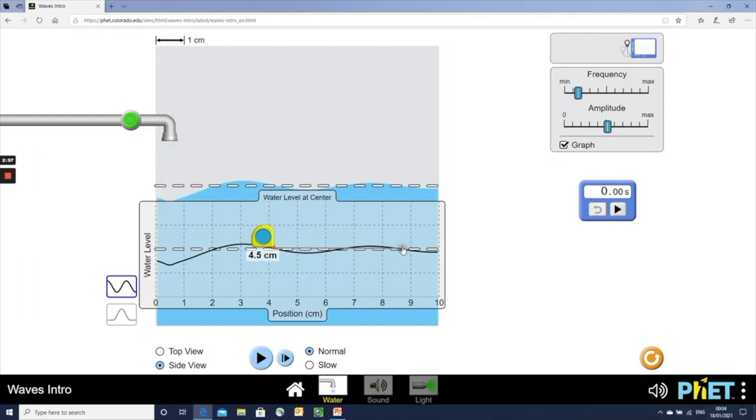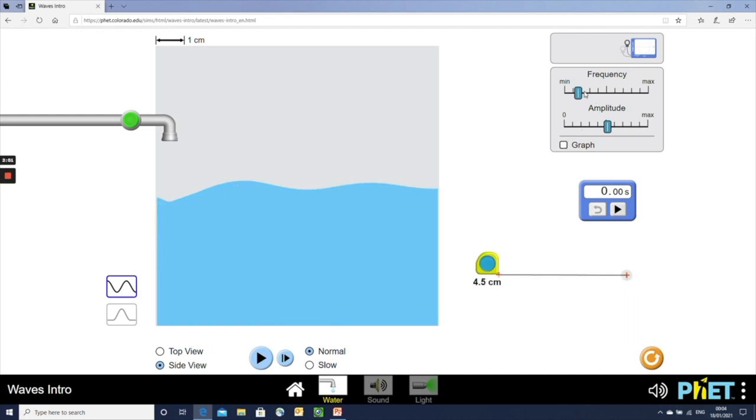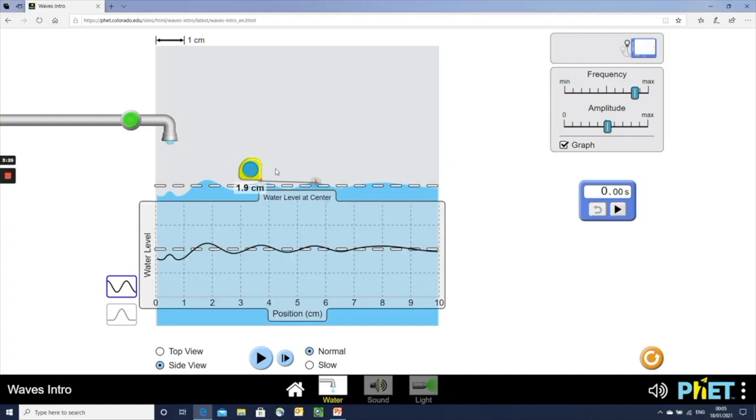Once they've got this measurement, I can simply ask them to repeat it again, but moving the frequency to a higher value. Again, wait for the simulation to respond, press pause, and then measure the wavelength again. Immediately, they can see that by increasing the frequency, the wavelength has decreased. And again, if they want to improve the accuracy, they can do this using the graphing feature.